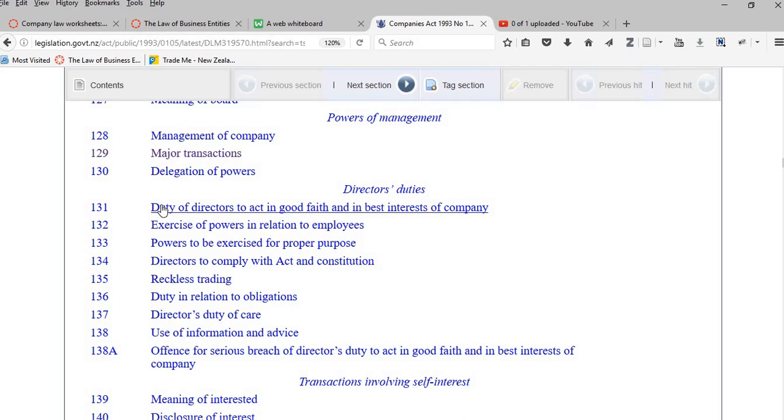Now, if you notice the structure of this, we have a set of duties, and the ones we focus on are 135, 136, and then we have a defense of use of information and advice, where if a director has relied on a professional advisor or competent employee to make a decision, this will create a defense if the director is sued. So we'll stop here and we'll come back to the worksheet and address those issues there.